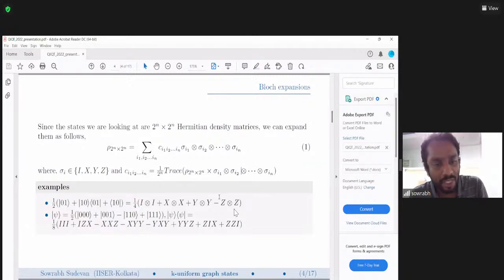An example of that would be this Bell state, up down plus down up. You can expand it like this. You can write it as I, X, Y, Z, where X, Y, and Z are the Pauli matrices. Similarly, this 3-qubit state can be expanded like this. So why do we do this expansion? You'll see that in the next slide.